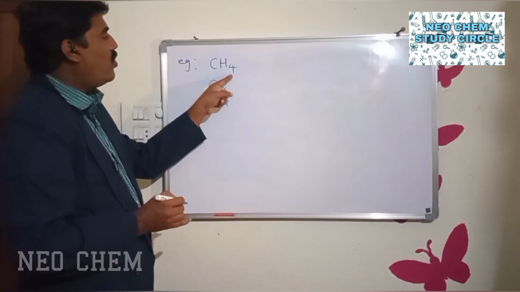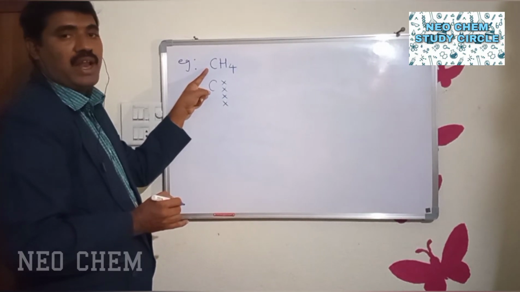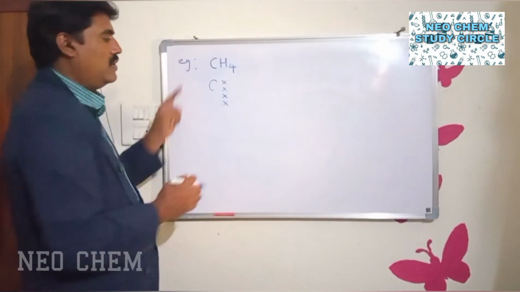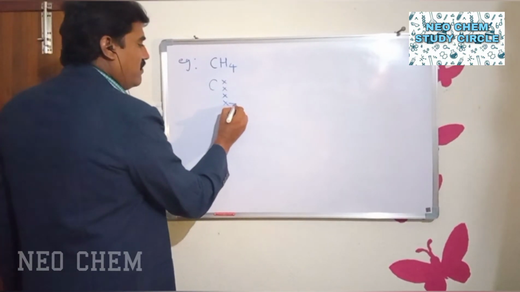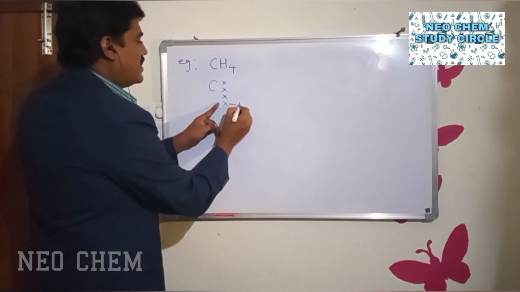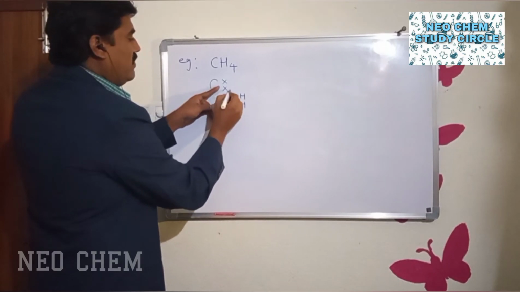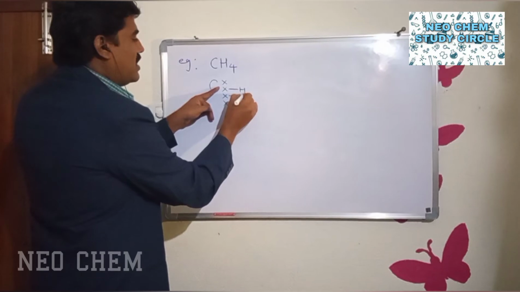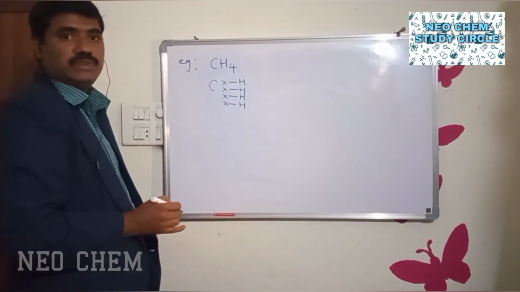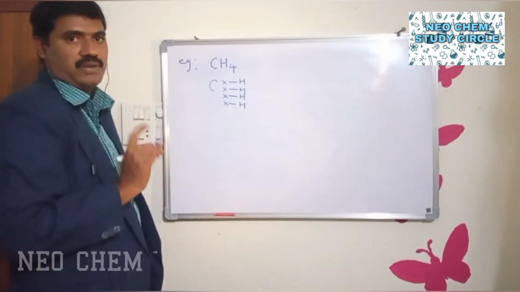Next, there are 4 hydrogen atoms with the carbon atom. We know the valency of each hydrogen atom is 1. So, with each electron, we should write 1 hydrogen atom. With the first electron, the first hydrogen atom; with the second electron, the second hydrogen atom; with the third electron, the third hydrogen atom; and with the fourth electron, the fourth hydrogen atom. Like that, we write 4 hydrogen atoms with single bonds.